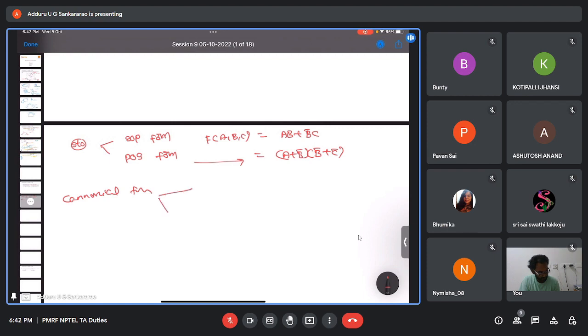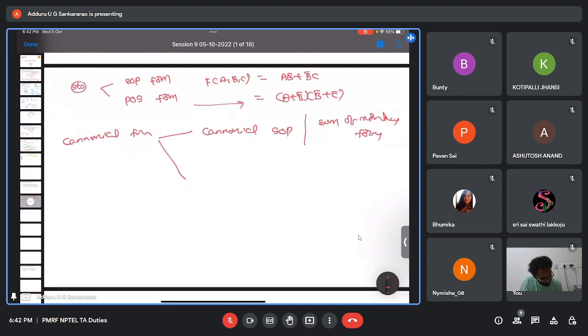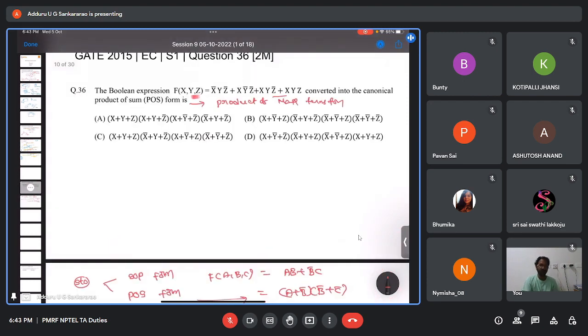In this we have canonical SOP form, which is also called sum of minterms form, and canonical POS form, which is also called product of max terms form. What are minterms? What are max terms? We explained this in our previous class. So we will see here.